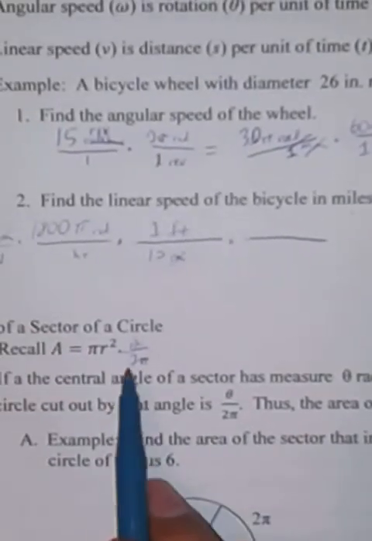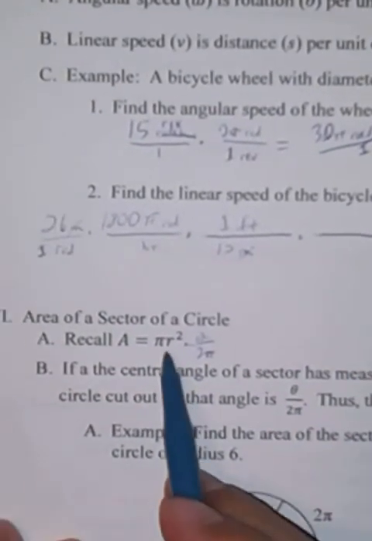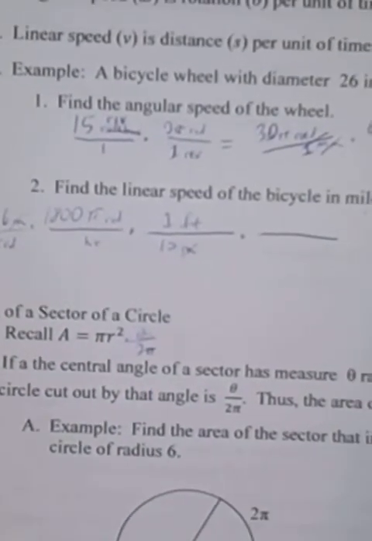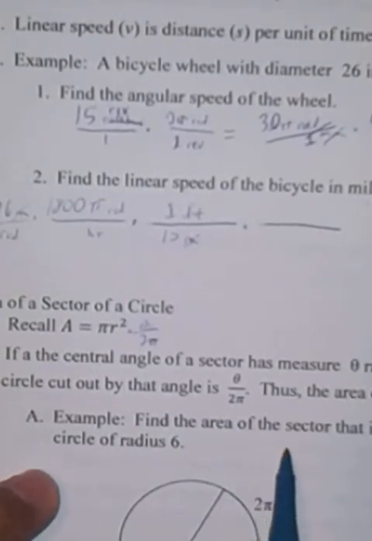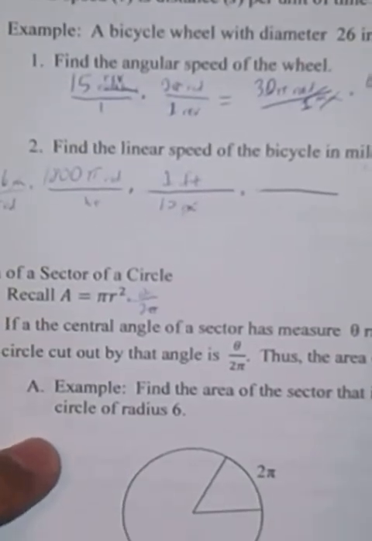Notice you don't even have to memorize anything, except for the area of a circle, which is pi r squared. You have to know that. And then multiply times whatever theta you have out of 2 pi. Notice that theta is in radians. All right, so an example: find the area of the sector that intercepts the given arc length of a circle of radius 6. So the radius is 6.